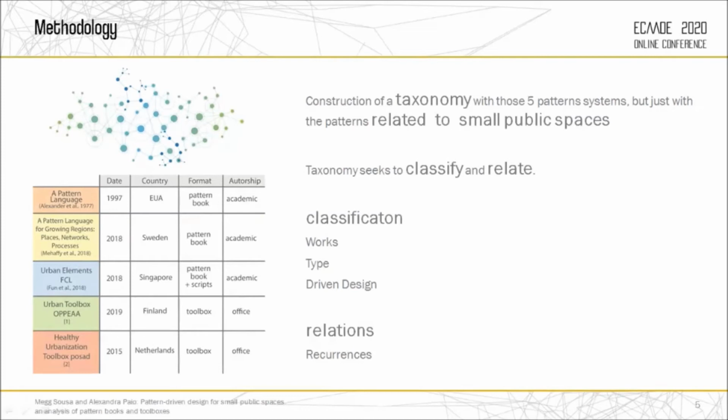Taxonomy seeks to classify and relate. Classification is based on 3 topics: work, type, and driving design, and the relate is about recurrence of patterns between systems.